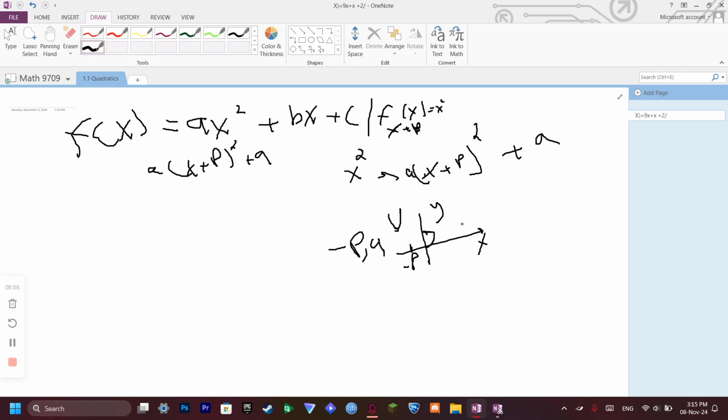Now, why specifically minus p and q? It's because it started at 0, 0. If it started at any other coordinates, it's gonna be different. It's just gonna be the x coordinate minus p and the y coordinate plus q. So that's it.